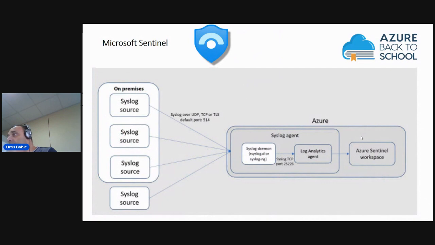And actually, this is how we understand it. I have a lot of on-premises sources. I have syslog as a standard protocol for different sources, over UDP, TCP, and TLS on the default port, for example 514, and I integrate via syslog agent, syslog daemon, and Log Analytics agent with the Azure Sentinel workspace.